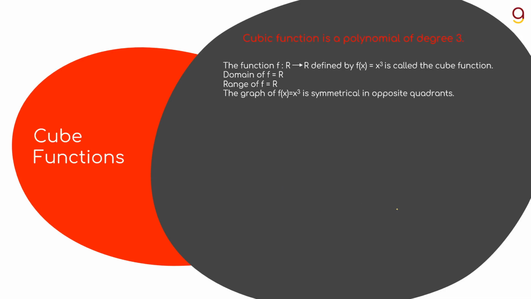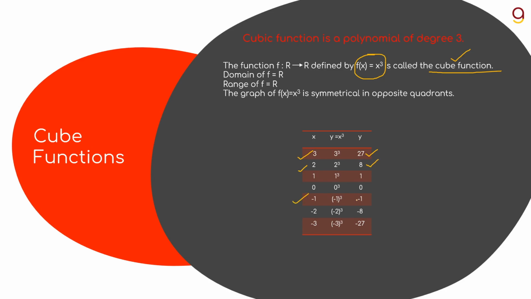Now let's see the next type of function, that is the cube function. The function f from R to R defined by f of x is equal to x cube is called the cube function. Now let's plot some points for the same. Suppose we take the input to be 3, what will be the output? 3 cube, that is 27. If we take the input to be 2, the output will be 8, 2 cube. If we take the input to be minus 1, the output will also be minus 1.